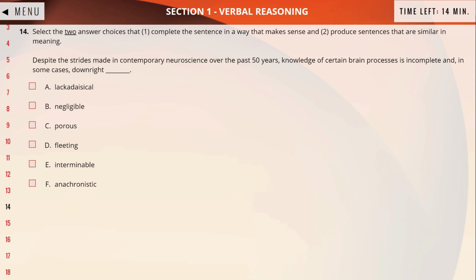Despite the strides made in contemporary neuroscience over the past 50 years, knowledge of certain brain processes is incomplete. Cool. And in some cases, downright lacking. So it's not just incomplete. In some cases, it's downright empty, negligible, and actually, there's no other one that fits there.